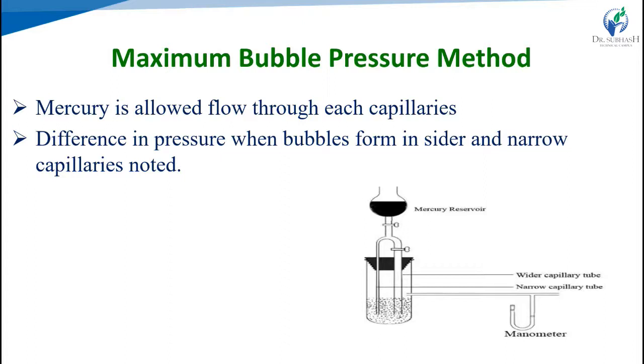Then it separates away. At this moment, the air pressure we have applied is recorded by the manometer. This is the maximum pressure required to make a bubble at the end, and it equals the opposing hydrostatic pressure plus the surface tension at the circumference of the capillary. From that we find out the surface tension.